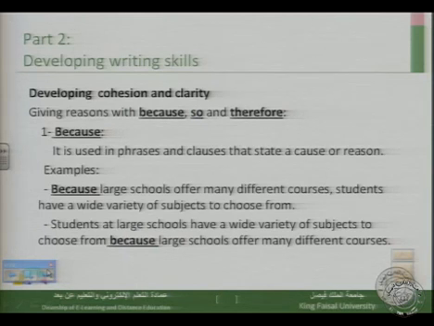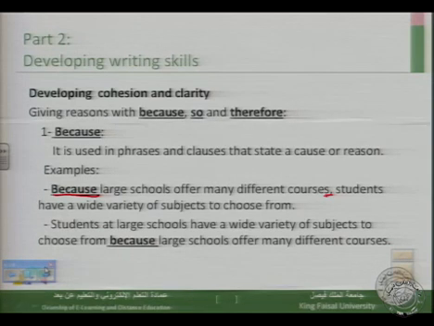Examples of sentences in which we have because. The first example is: Because large schools offer many different courses, comma, students have a wide variety of subjects to choose from. Here we have to pay attention to punctuation and capitalization. We started our sentence with because, so because came at the beginning of the sentence, and then at the end of the first part of the sentence we have a comma. We should use a comma at the end of the first part of the sentence. The second example is: Students at large schools have a wide variety of subjects to choose from because large schools offer many different courses.